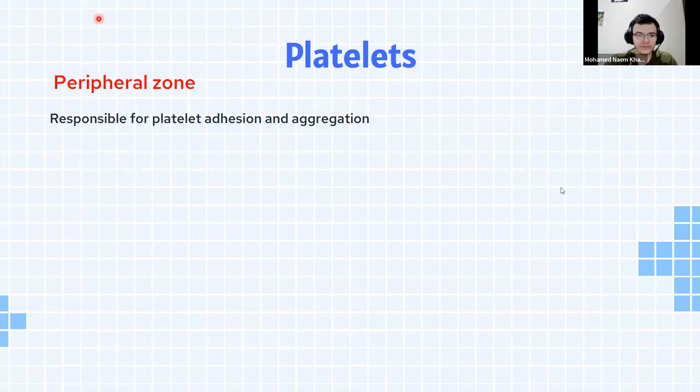Let's start with the peripheral zone. It's on the outside of the platelet, right? And remember, platelets aggregate together, so they need to attach to each other and to the blood vessel, okay? What part of the platelet is going to be responsible for that? The outer part, obviously. It can't be the inner part, right? It should be the outer part so they can bind to each other from the outside and bind to the blood vessel, okay?